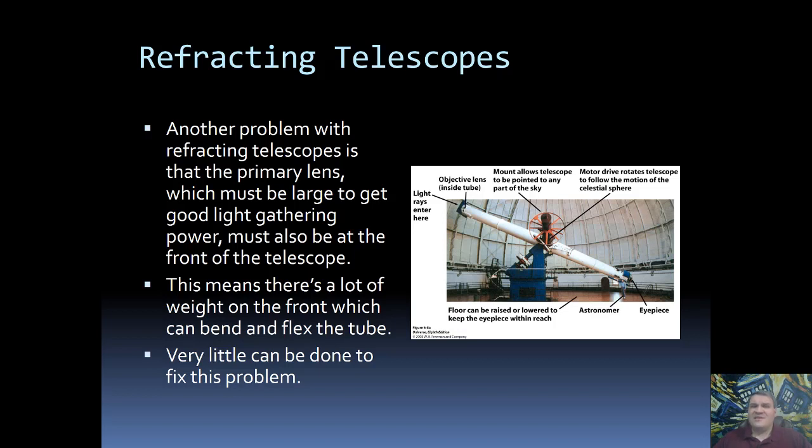I hope you can start to see why this is a problem. Okay, so we have this really big, heavy piece of glass way at the end of our telescope pointing around. This means we have a practical limit for how large a refracting telescope we can actually make. The largest one to date is about 1 meter across. That is a huge piece of glass, and it's a really pretty telescope. However, it's got problems. We're not going to be able to get much bigger than that.